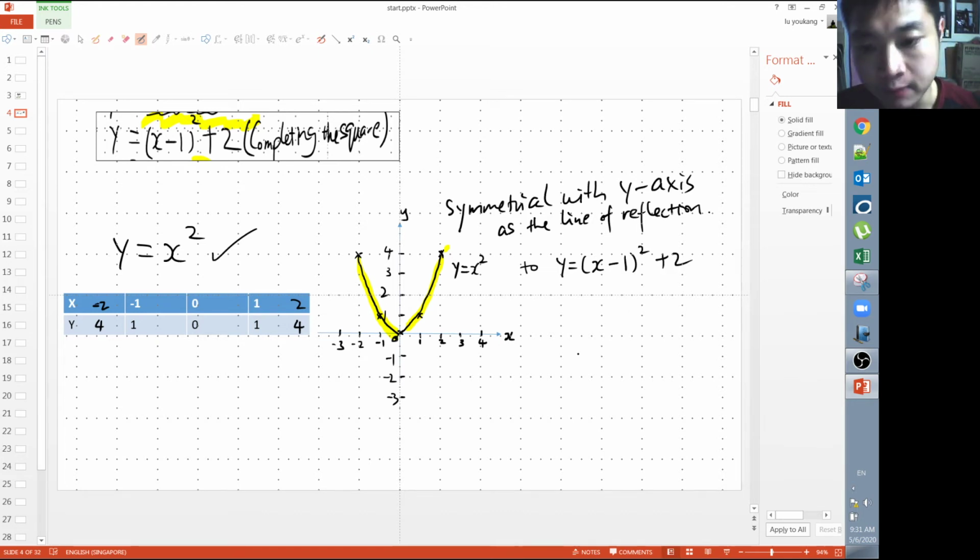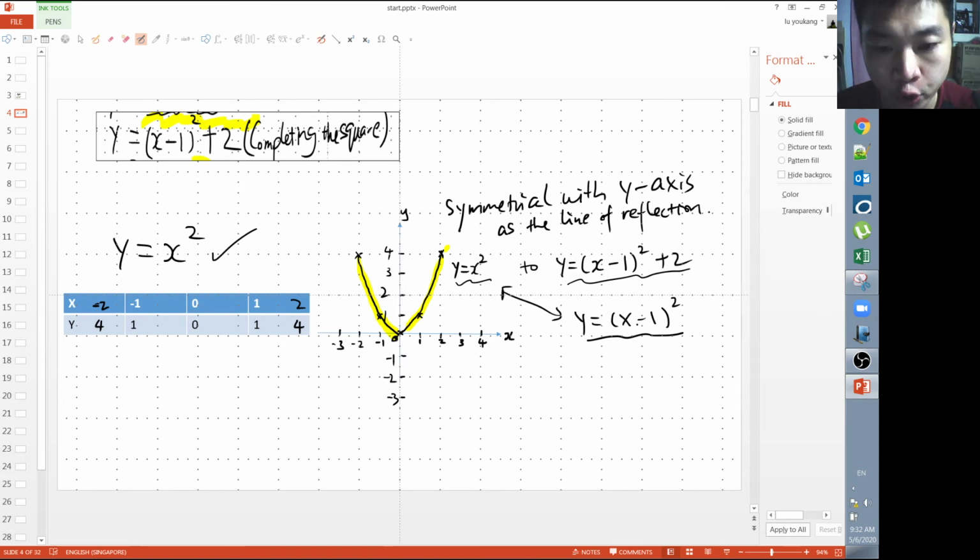Alright, before I move to sketch the graph of the question we need to sketch, let me start off with this first. Can you see this is similar to this? The difference is you have a -1 here. So how do you deal with this -1? If you have a -1 here, what you need to do is your curve actually moves.